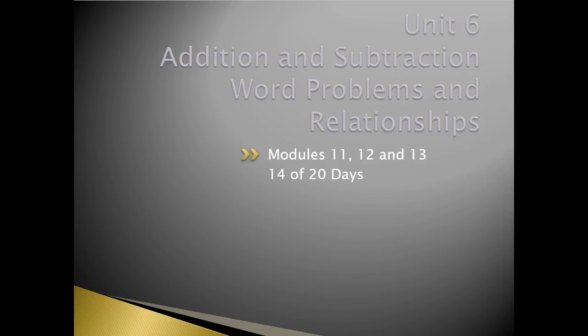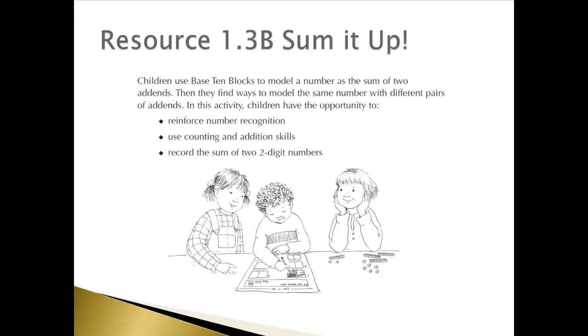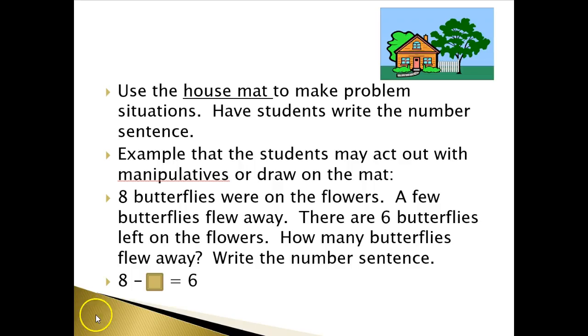Then the next unit will be Unit 6 for addition and subtraction with word problems and relationships. So we'll start with 1.3b, where you're going to be using objects and pictorial models to solve word problems involving joining, separating, and comparing sets within 20 and having unknowns. Here's a resource that's available in Eduphoria. You can also use the house math that's available, and here's an example of what you can say with the house math.